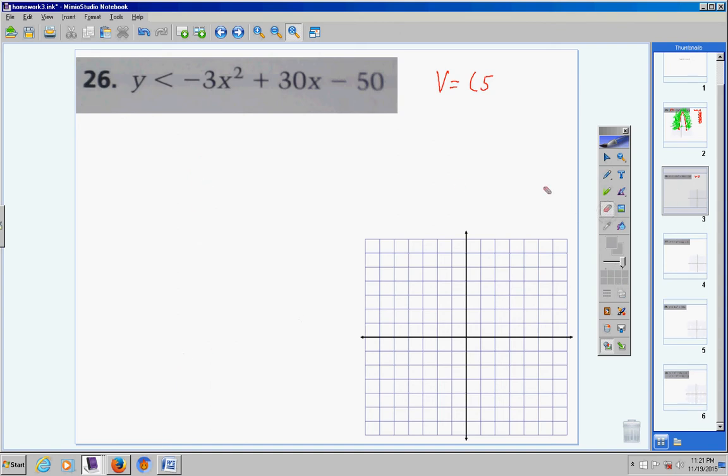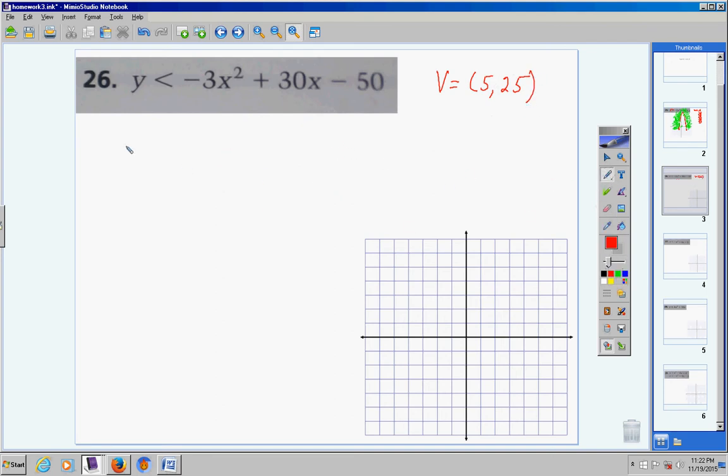Okay, now let's substitute that in and find the y value. So negative 3 times 5 squared plus 30 times 5 minus 50. Now we can do a lot of this in our head. 5 times 5 is 25. 25 times negative 3 is negative 75. 30 times 5 is a positive 150. Bring down your negative 50. Now if we combine all this, we should get 25. So there's our vertex: 5, 25. Okay, so 5 comma 25.